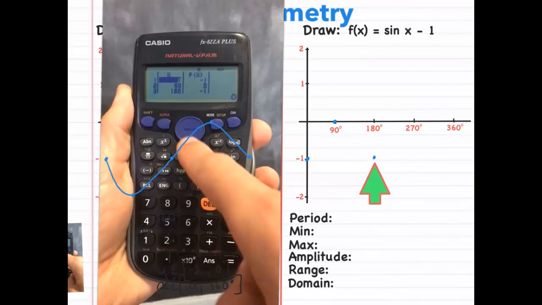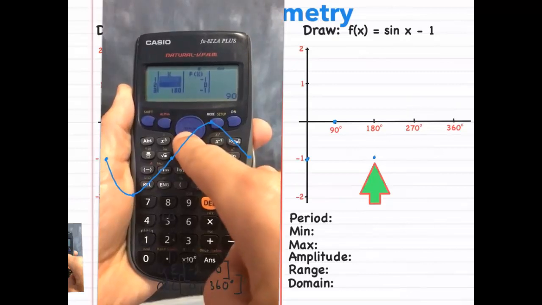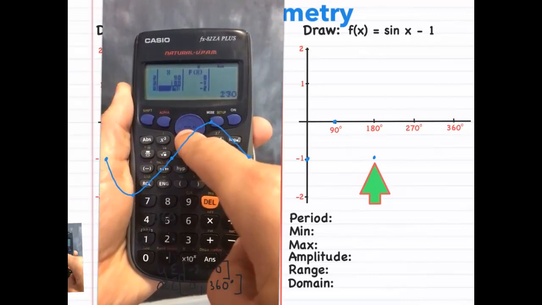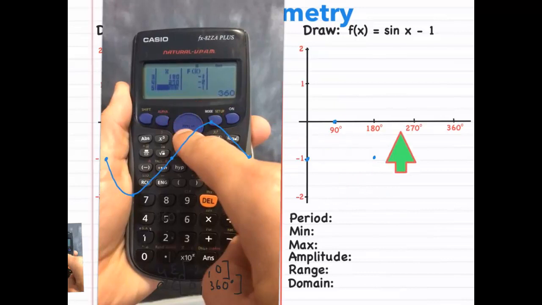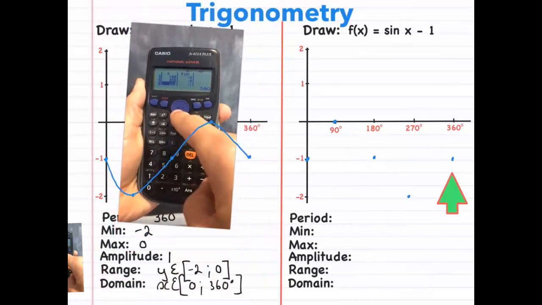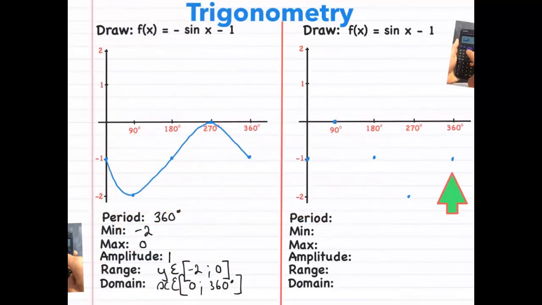There it is. And then wait for the calculator to scroll down, and another one down, and another one down. There we go. And we end up with 270 and -2. There's 270, -2 is down here. So let's draw that in. That's that point there. And then we can see on the calculator that it is 360 and -1. There's 360, -1 is there. Let's put the dot in. There it is. And now I can simply put my calculator away. And there it is. And now I can simply draw my graph through these points.